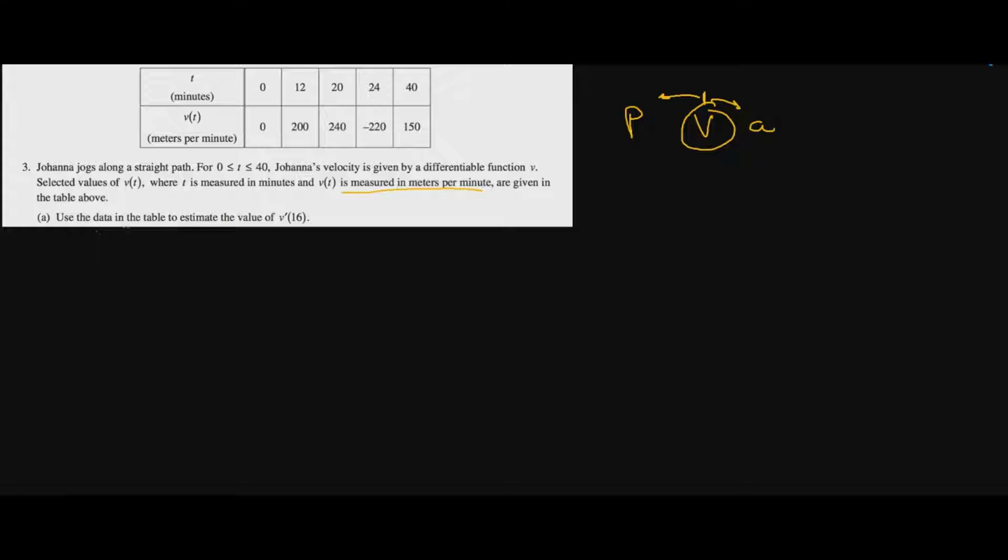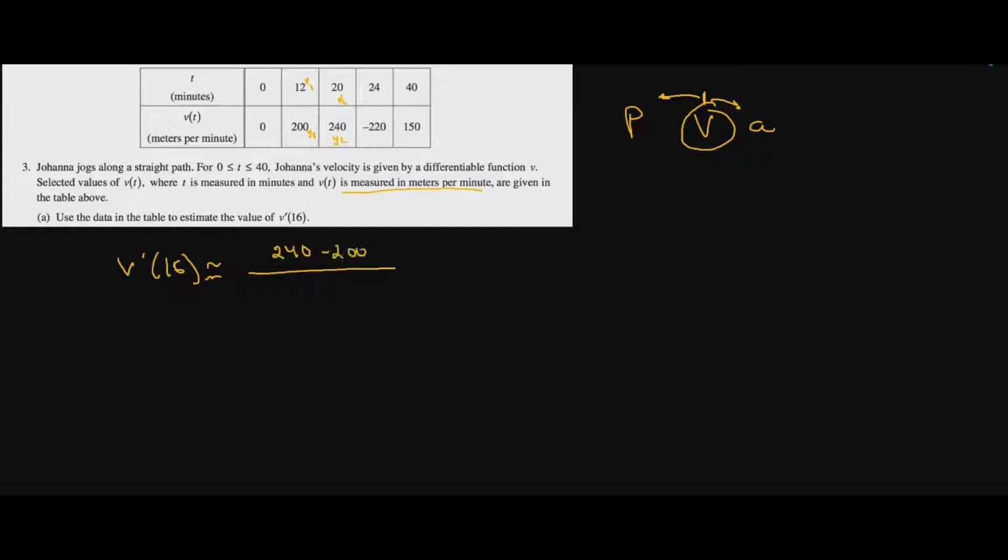So use the data in the table to estimate the value of f prime of 16. What we are basically doing is taking the derivative to get acceleration, but we're not given an equation, right? We're given table values, and the best way for us to estimate that is rise over run. So 16 falls somewhere between here. Let's label this x1, y1, x2, y2, and let's go ahead and write it down.